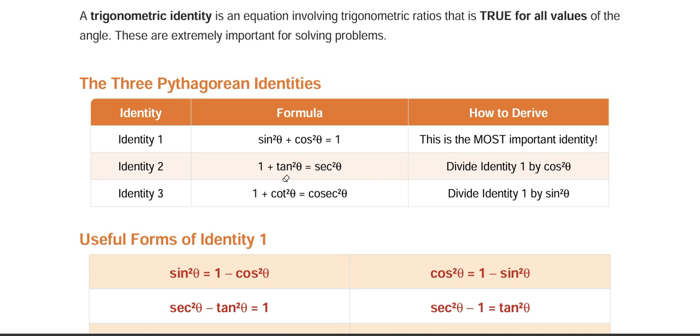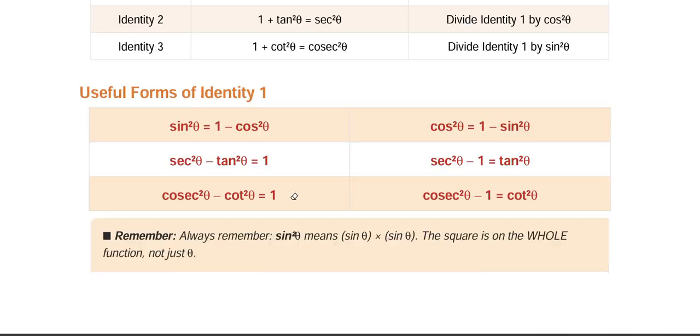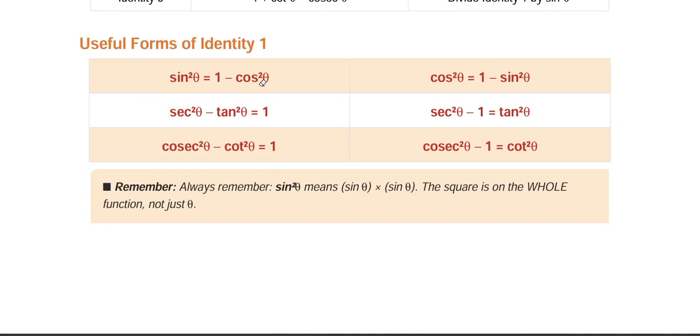Identity 2 is 1 plus tan square theta is equal to sec square theta. Identity 3, 1 plus cot square theta is equal to cosec square theta. Now from identity 1, we also get sin square theta is equal to 1 minus cos square theta, tan square theta is equal to sec square theta minus 1, cot square theta is equal to cosec square theta minus 1. These rearrangements are used constantly in proofs and simplification. Keep them handy. This is a useful form of identity 1.